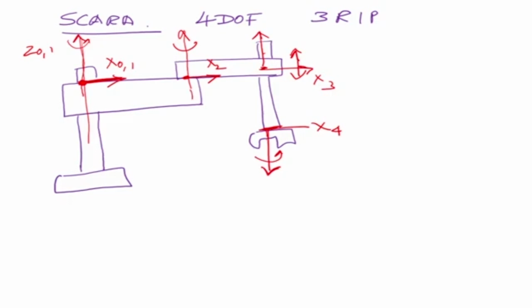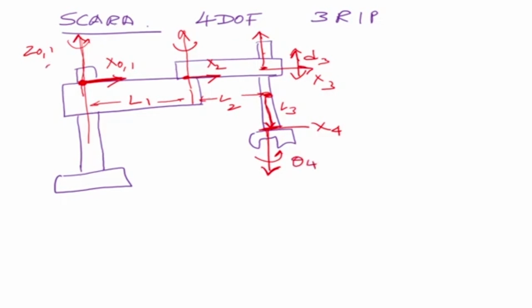Now this is the link length. L1 is the length between the z1 and z2. This is the link length here. Now the third joint can move up and down by a distance d3, and there is also a link length here. So the length from here to here is L3. This is a fixed length, and this one is my theta 4.